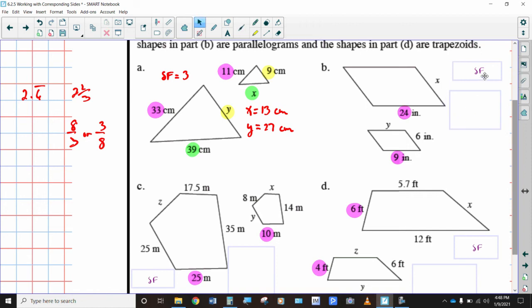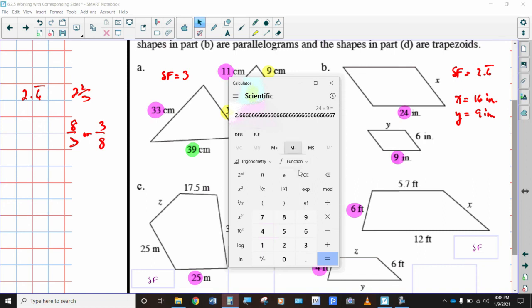Okay, so I think I declared it as 2.6 repeated, and our side lengths, x would be 16, because 6 times 2.6 repeated, let's go ahead and figure that out. That times 6 equals 16. Wait, oh, there's the 16 right there. Let's do that again. 2.6 repeated, times 6.